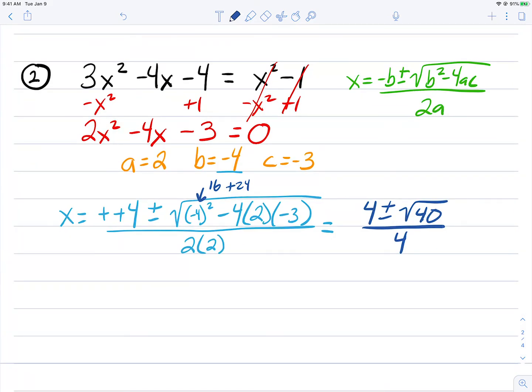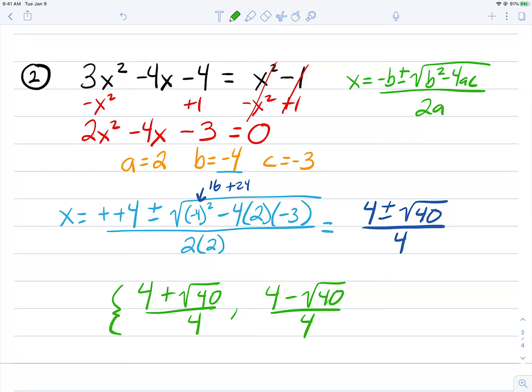So what we're going to do is we're actually going to leave this alone. And I'm going to write it as my two answers. So the first one is 4 plus the square root of 40 over 4. And the other one is 4 minus the square root of 40 over 4. So I just separated it into my two plus or minus signs, and those are my two answers.